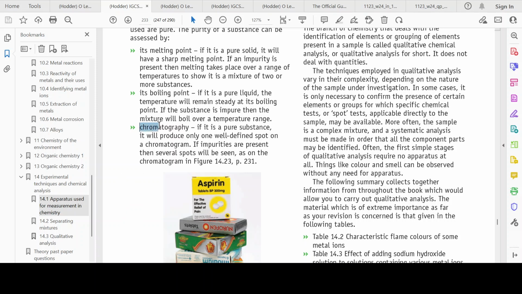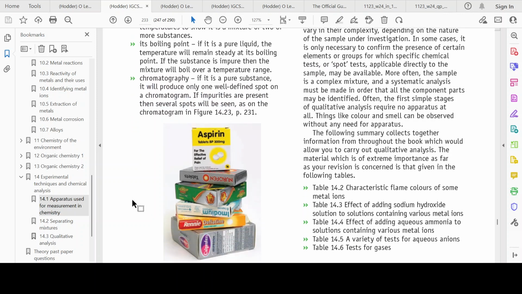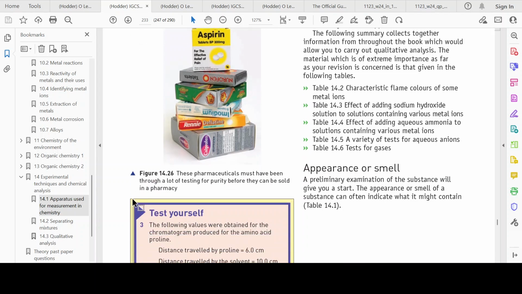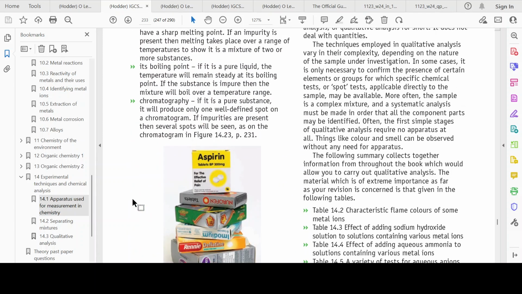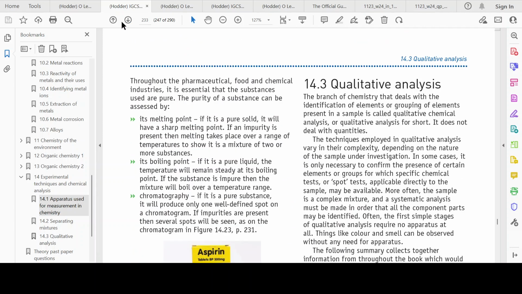Then you can assess purity by chromatography. If it is pure, then during chromatography, as we just covered, you'll only see one result. It will produce only one well-defined spot on the chromatogram. If impurities are present, there'll be several spots. Okay, so that covers separating mixtures.